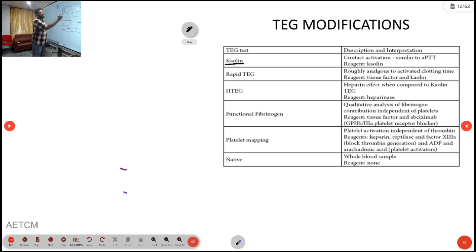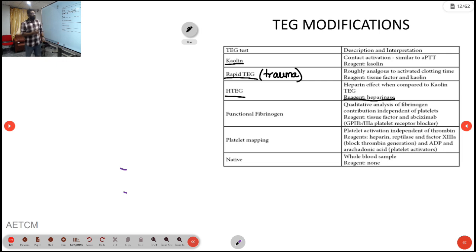And the next one is the rapid TEG. Rapid TEG is mainly used in the case of trauma. In trauma settings, to get the initial values for determining the transfusion of the selected blood components, we start with the rapid TEG. That is mainly analogous to the APTT. And the reagent uses tissue factor and kaolin. And there is HTEG, which is mainly based on heparin, where heparinase is added as the reagent.